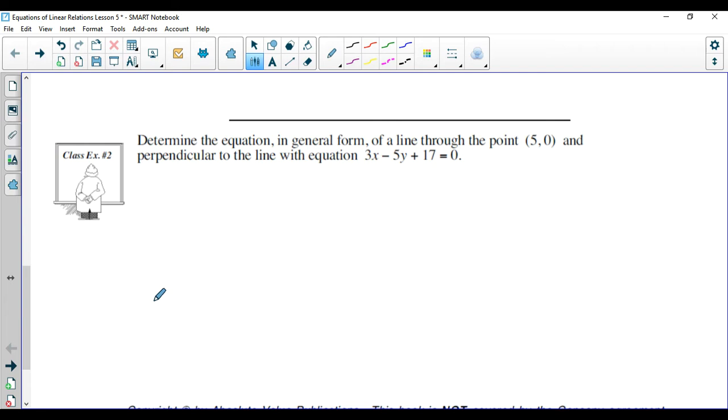Next one. It says determine the equation in general form. This is so unbelievably annoying. It seems like the only use that the general form has is to make us write the equations in it, even though the equation itself is pretty much useless.